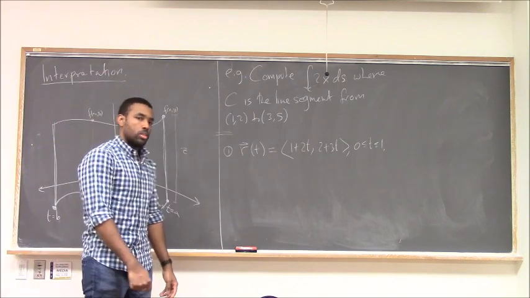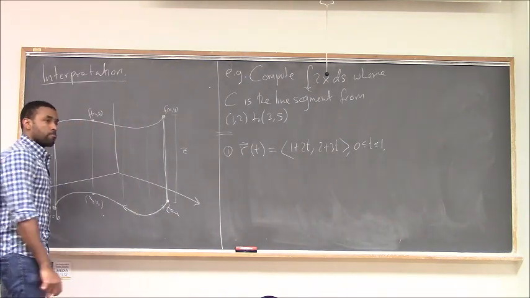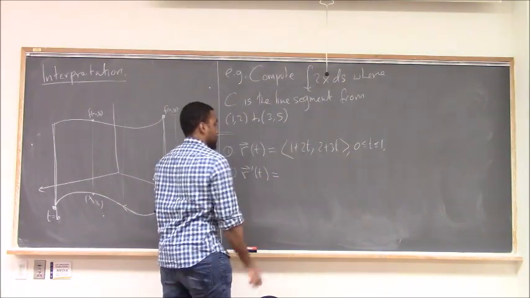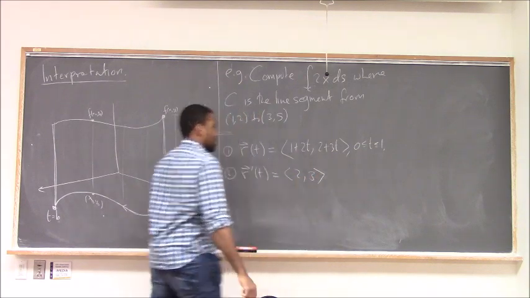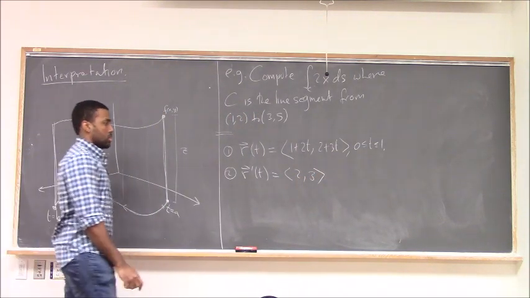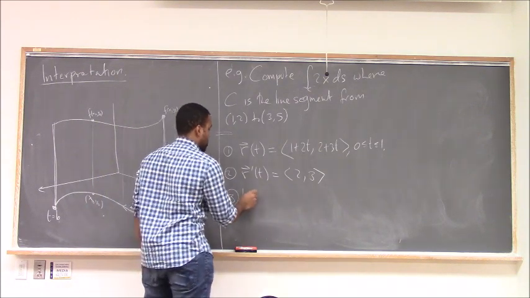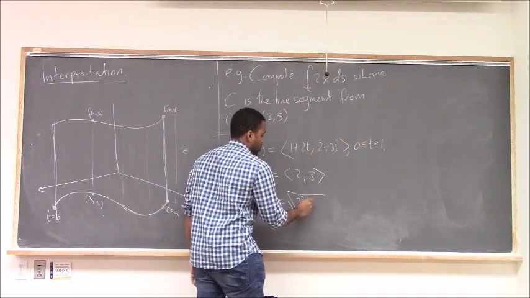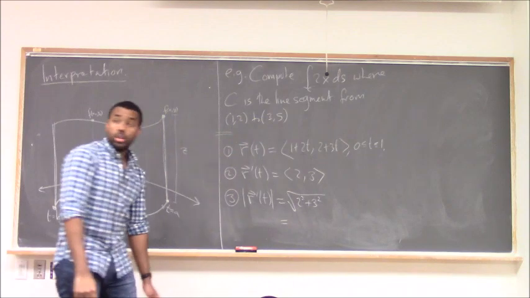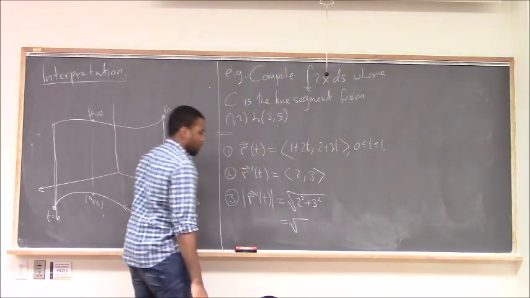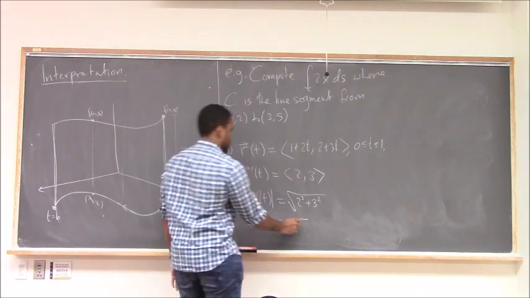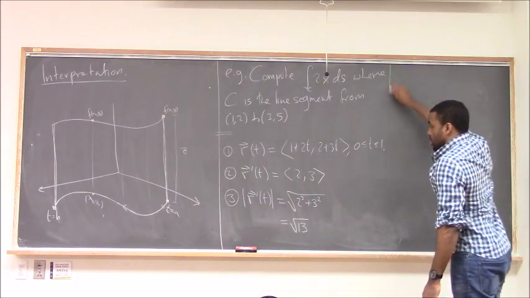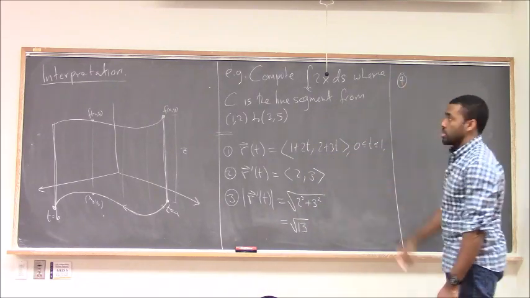What else do we need for the definition? r prime of t. So now we find r prime of t. That's going to be 2, 3. What else do we need? We need the magnitude of r prime of t, which is the square root of 2 squared plus 3 squared, which is going to be radical what? 13. What do we need to find next?